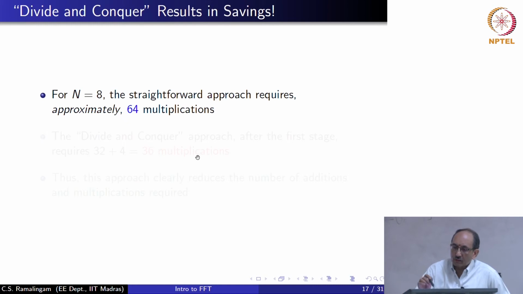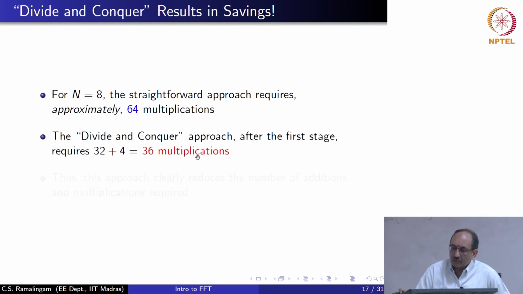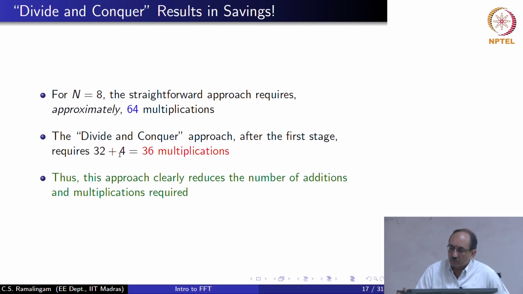Before we look at that, for the n equal to 8 case, the divide and conquer approach requires only 36 multiplications. 32 comes from 2 times n by 2 squared, and then 4 comes from the overhead due to the twiddle factor, and the overhead due to the twiddle factor involves n by 2 multiplications. In this case it corresponds to 4. Therefore, from 64 you have come down to 36. So, you see the divide and conquer approach paying off. So, this very clearly reduces the number of additions and multiplications.